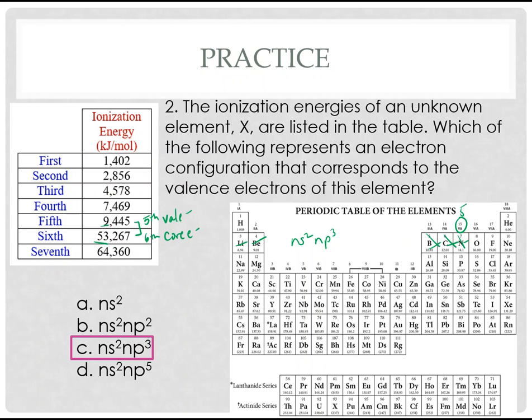Good. Exactly right. So look for the jump, then you can tell the number of valence electrons, then you can tell the group number, you can figure out the valence configuration. These are the type of questions you would see here.